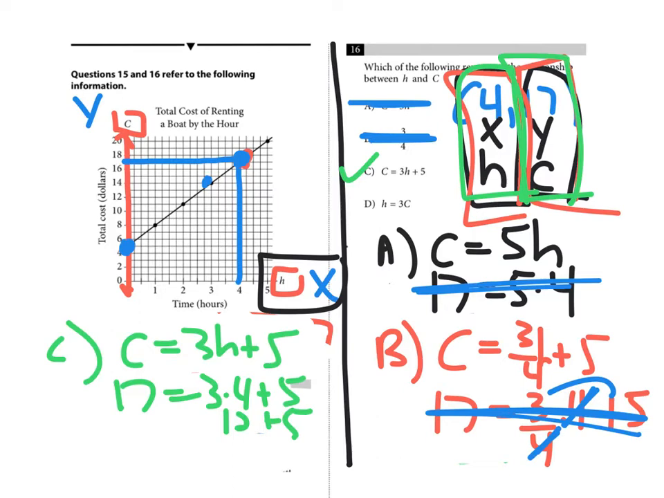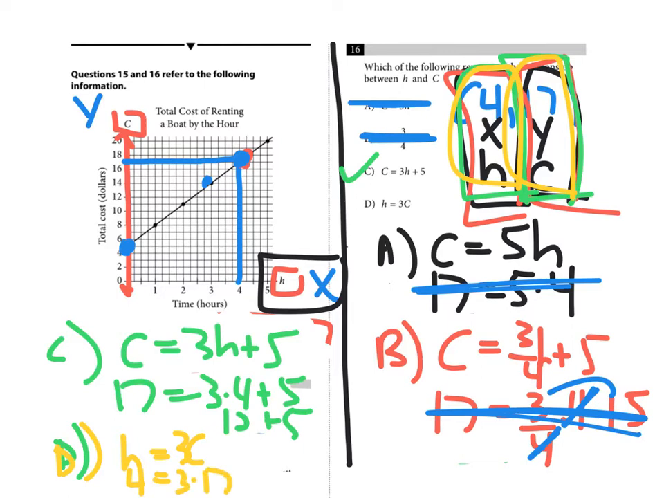I just want to make sure that answer choice D does not check. Here, answer choice D, h equals 3c. So h, which equals 4, equals 3c, 3 times 17. And 3 times 17 is 51. So that one doesn't check, which means the answer is letter C.